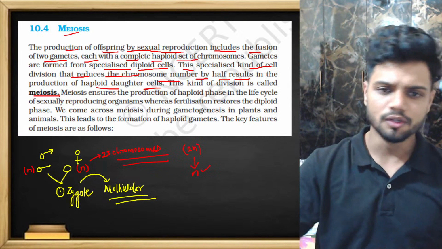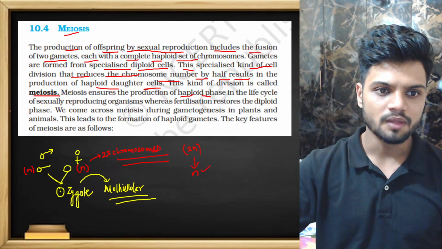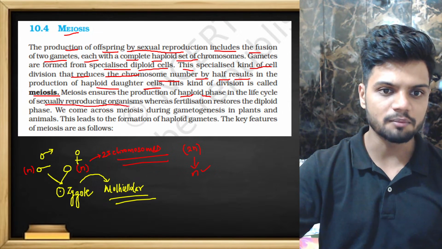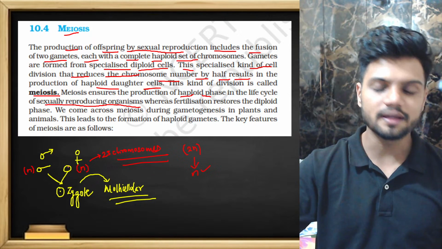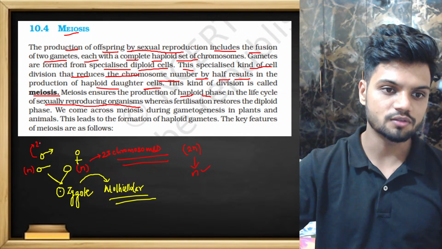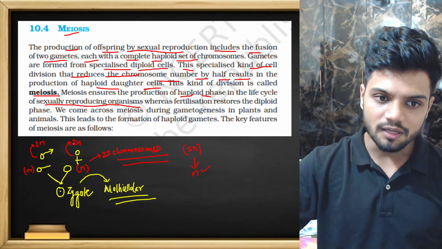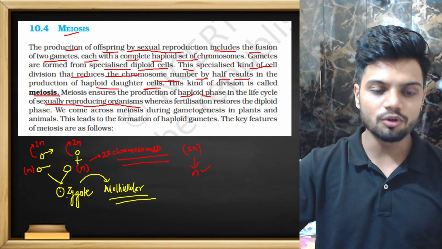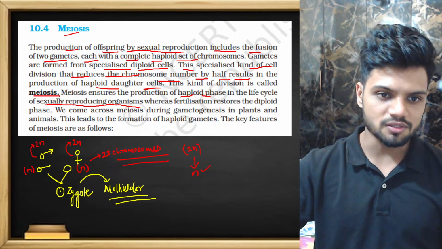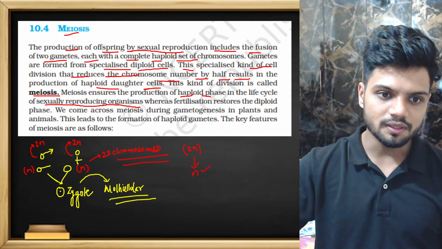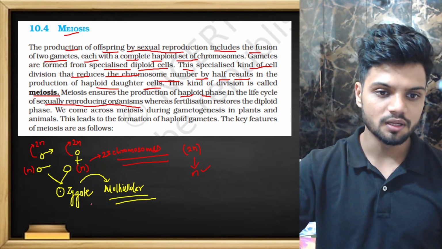Okay. Now, meiosis ensures the production of the haploid phase in the life cycle of sexually reproducing organisms. Very important line, because imagine, students, the sperm and the egg are produced by a diploid organism, that is humans. Humans are diploid. From diploid we have haploid again. If this conversion did not happen, the zygote would develop into 4n. Imagine there was no change in ploidy. Even the gametes were 2n. Then the zygote would end up becoming 4n.